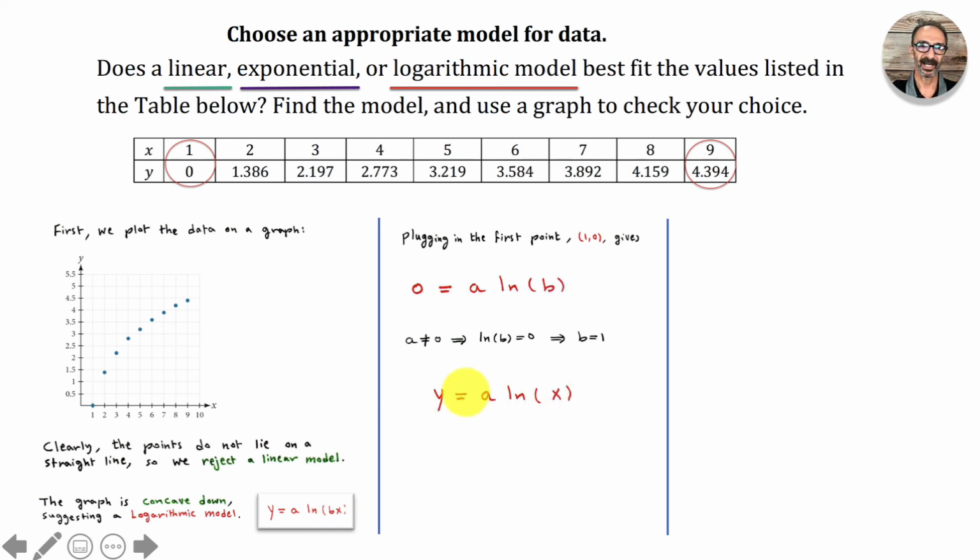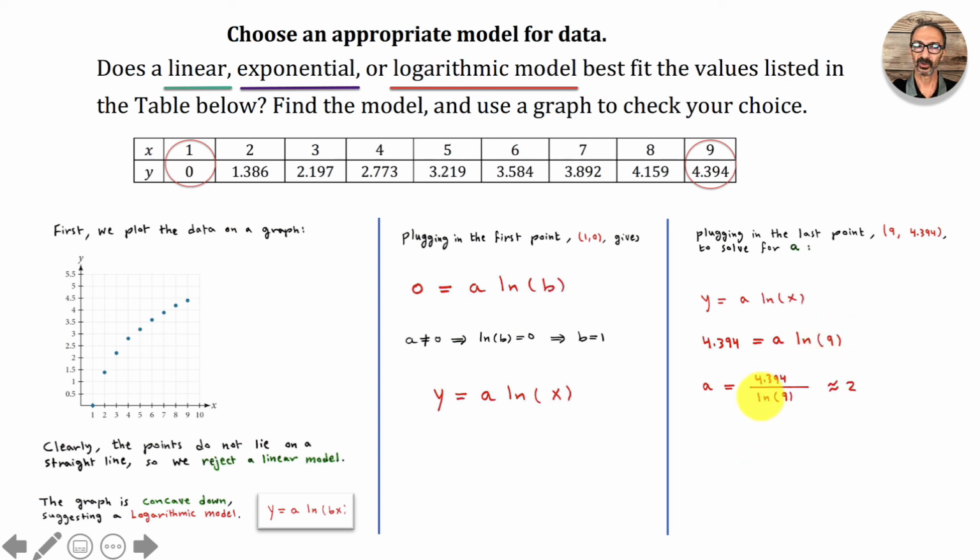Okay, now we're done with the letter a. We had a and b, now it's only a. How to find a? I'm going to use another point, like this point. So let's plug it in: 9 for x and 4.394 for the output, as you could see. Solving for a, divide both sides by ln 9. Use a calculator, it's approximately 2. Go back to the formula and put it in: approximately 2 ln x.